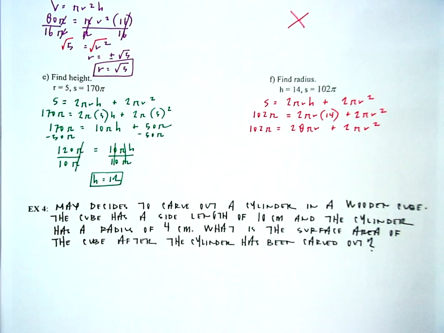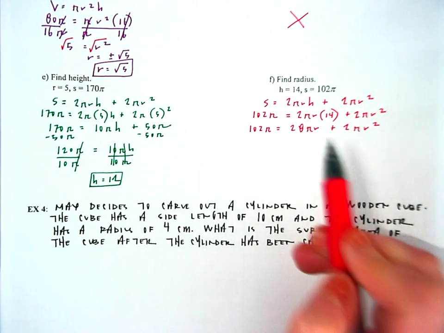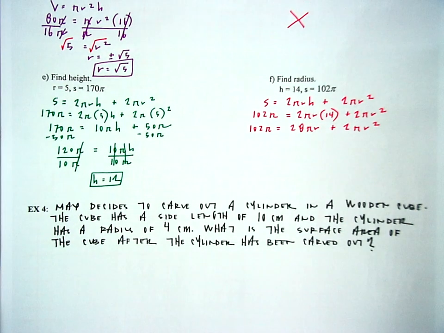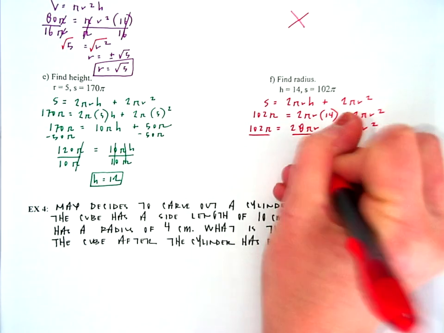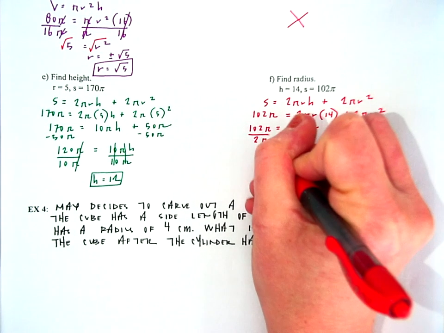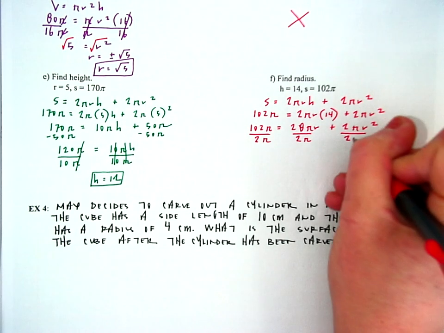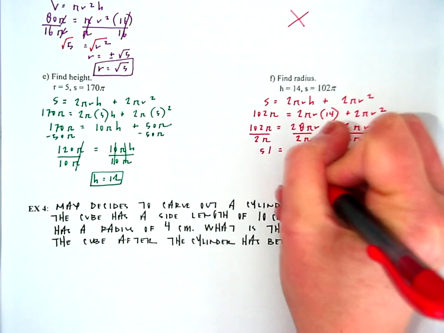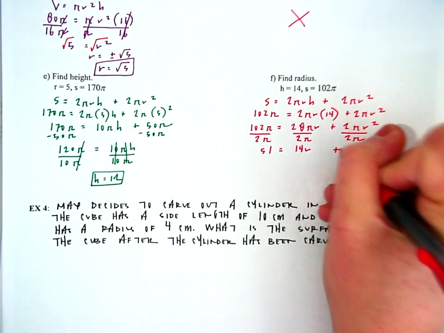All right, so when I look at each term, none of those are like terms. This one has a pi, this one has a pi r, this one has a pi r squared. So when I'm thinking about what to do, one thing that I do recognize is that it's a quadratic equation because I see an r squared. So I'm going to think, well, is there a common factor that I could divide out of each term to simplify it? And I see, oh, well, they're all divisible by 2, and they're all divisible by pi. So I'm going to divide out a 2, I'm going to divide out a pi. So then I'm left with 51 is equal to 14r plus r squared.